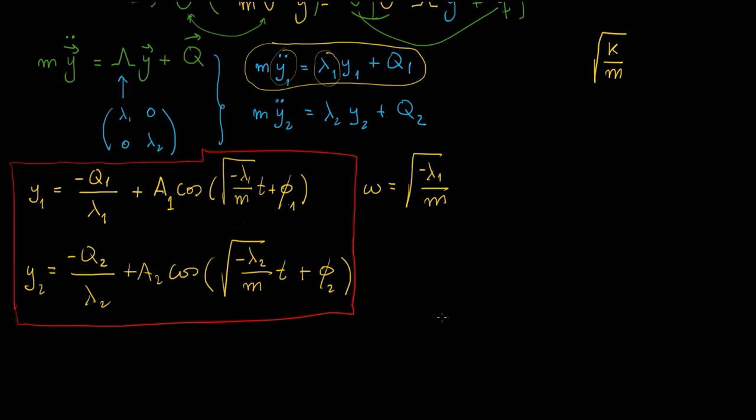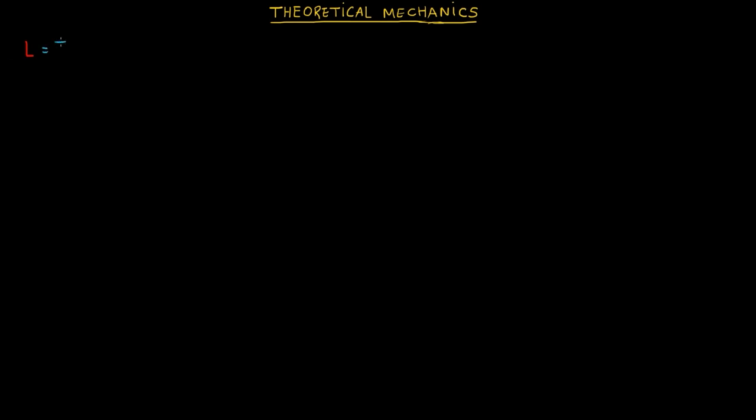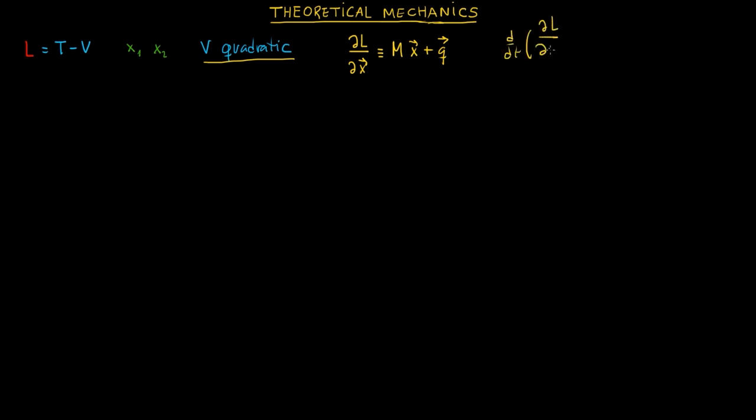Now let's summarize everything we've done. We have a Lagrangian equal to T minus V in Cartesian coordinates, with V quadratic, and if we perform the partial derivative of L with respect to the x vector, we call this matrix M x plus q vector. This is possible because V is quadratic. On the other hand, we have d/dt of partial L over partial x dot equals m x vector double dot. We've defined lambda as the diagonal matrix obtained by multiplying an orthogonal matrix U times M times U inverse. We call lambda 1, lambda 2 the eigenvalues. Also we've defined Y as Ux and capital Q as Uq.